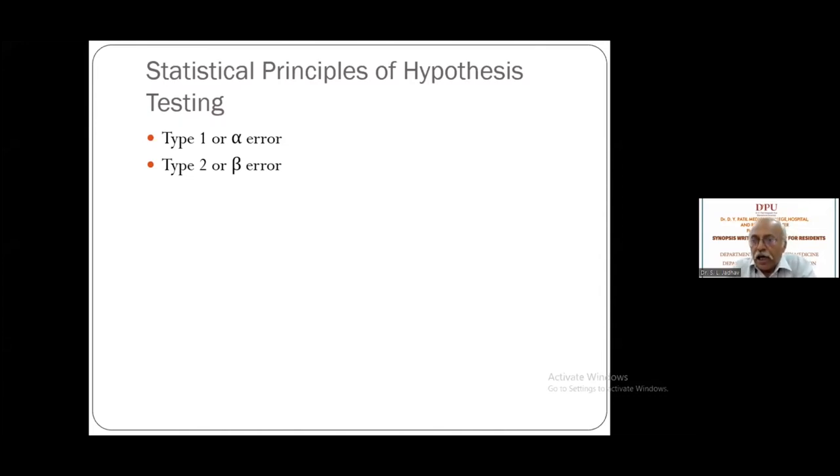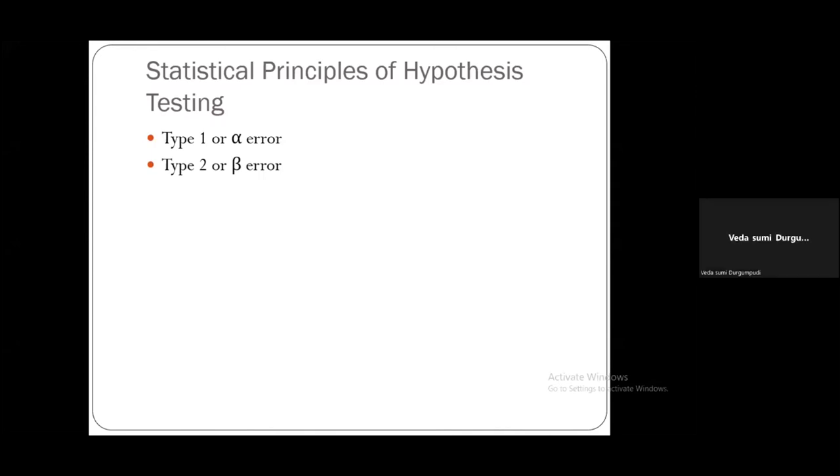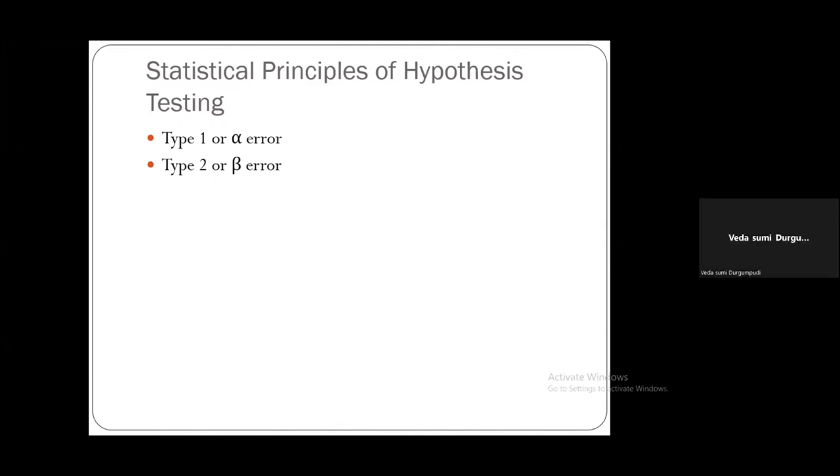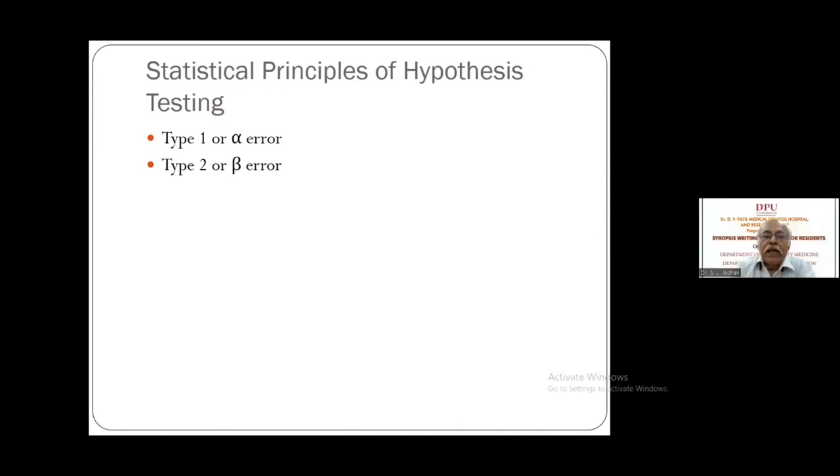So in hypothesis testing, there are 2 types of errors. This is also important because these things will be required when you are calculating the sample size. Type 1 or alpha error and type 2 or beta error. Type 1 error is that there is actually no difference, that is, there is no association between overweight and lethality. But in my study, in my sample, I found a difference. That is known as type 1 error.